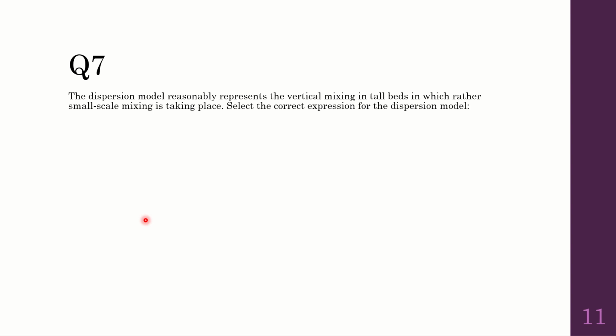So we'll go to question 7. In question 7 it is asked that the dispersion model reasonably represents the vertical mixing in tall beds in which rather small scale mixing is taking place. Select the correct expression for the dispersion model.